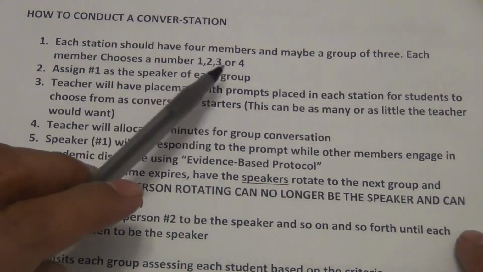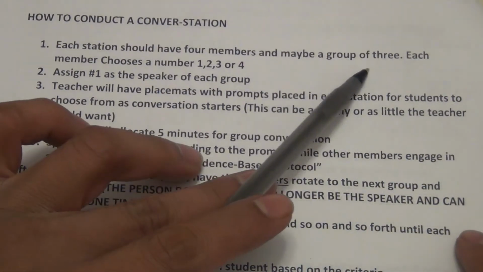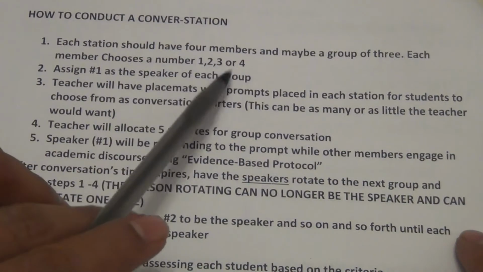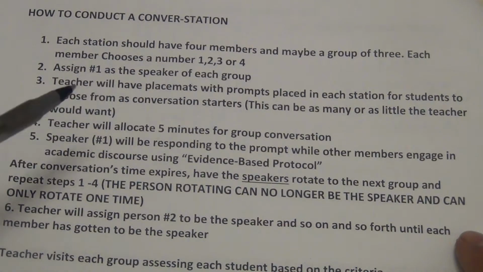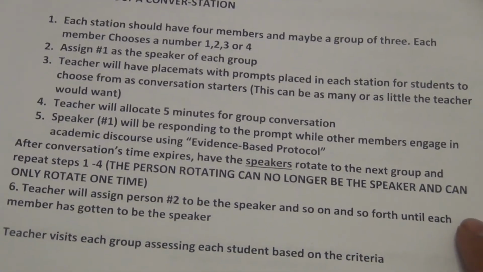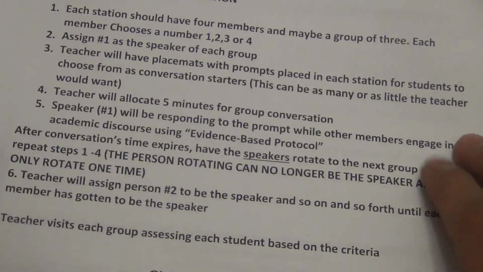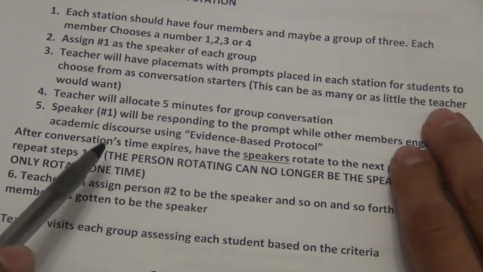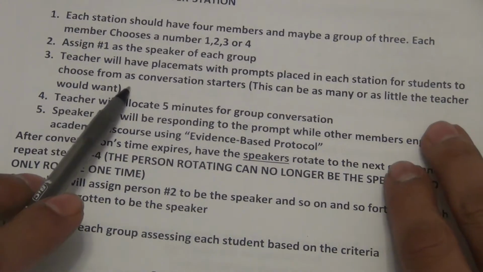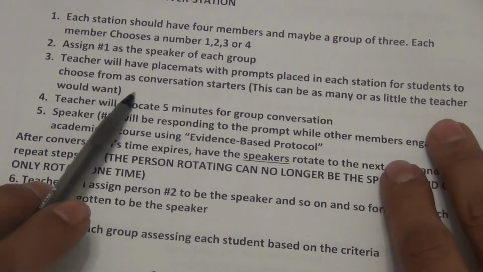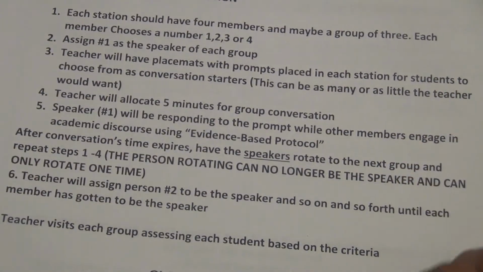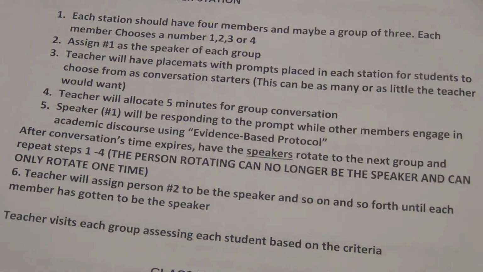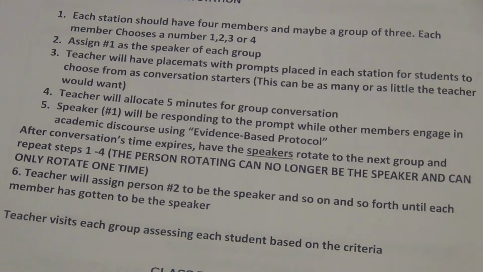Each station should have 4 members and may be a group of 3. Each member chooses a number 1, 2, 3, or 4. 1 is going to be the speaker of the group. Then we have the placemats with the prompts placed in each station, in each group of 4, for students to choose from as conversation starters. So this is basically how you're gonna do it. Then after a while, the speakers will rotate to different stations.